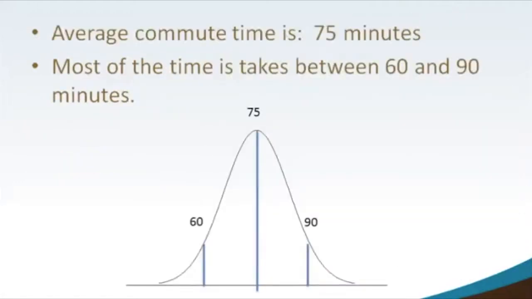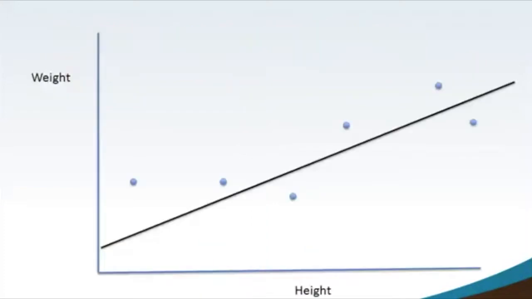So let's take a look at an example using my commute time. So it currently takes me about 75 minutes to drive to work each day, one way. So my average commute time is 75 minutes. And most of the time, so let's say in this case, these are my 95% confidence intervals. So 95% of the time, it takes me between 60 and 90 minutes to make that trip. So that's an example of looking at a distribution.